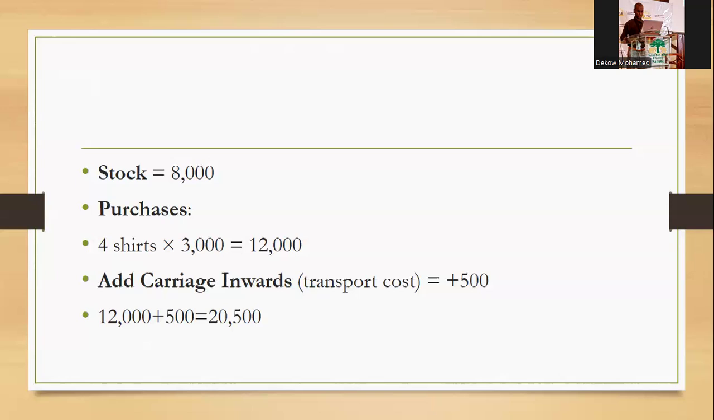Sometimes the question might not have the carriage inward, and there's no problem. Maybe someone has not used any transportation to transport his goods. So here we have to add the carriage inward. If our purchase was 12,000, we need to add 500, so that we'll have 12,000 plus 500, which we get as 12,500.